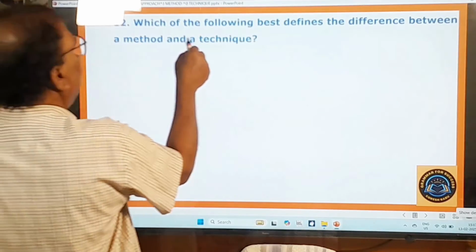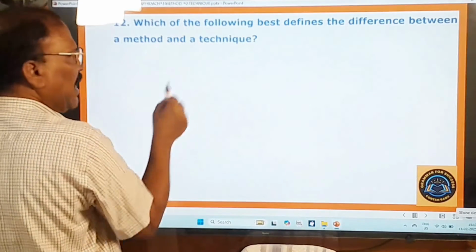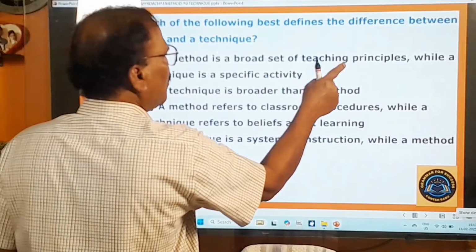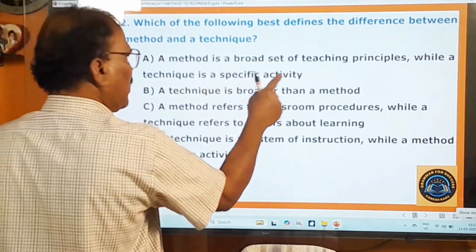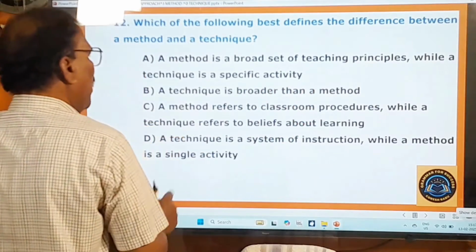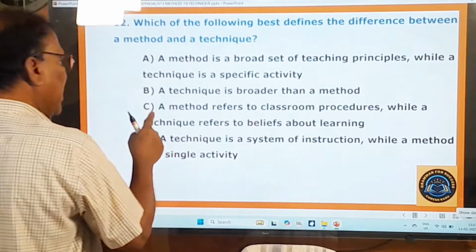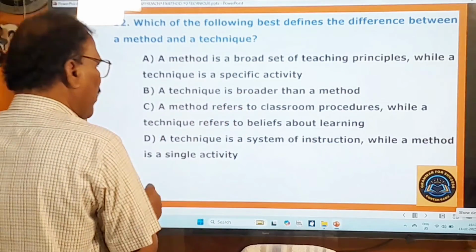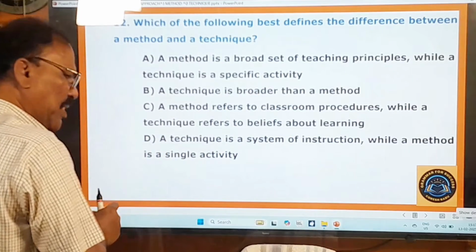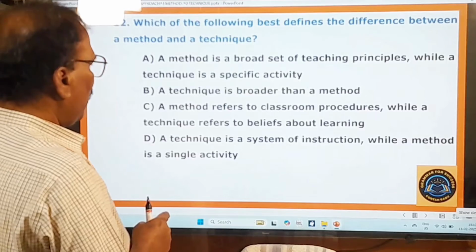Twelfth question. Which of the following best defines the difference between a method and a technique? A method is a broad set of teaching principles, while a technique is a specific activity. A technique is broader than a method. A method refers to classroom procedures, while a technique refers to beliefs about learning. A technique is a system of instruction, while a method is a single activity. You go to the next question.